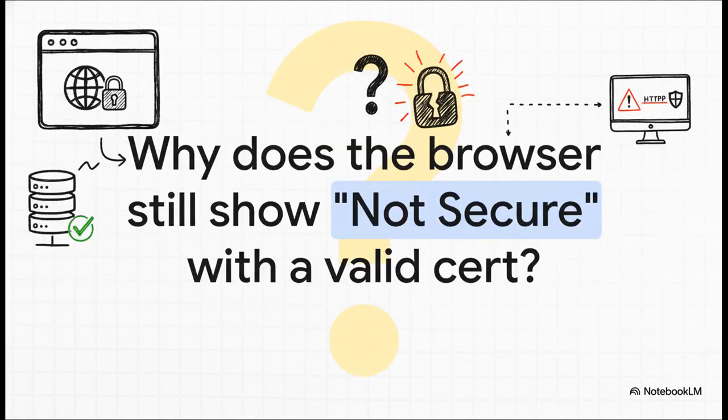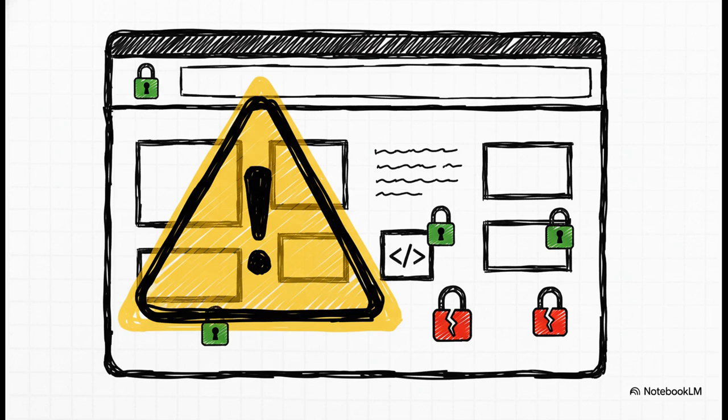Love it. Okay, so we've done all this work. Our UI is now being served over HTTPS with a shiny, trusted certificate. But then, you still see that dreaded, not secure warning in the browser sometimes. What gives? This is a question that trips up so many people. And the answer, 9 times out of 10, is mixed content.